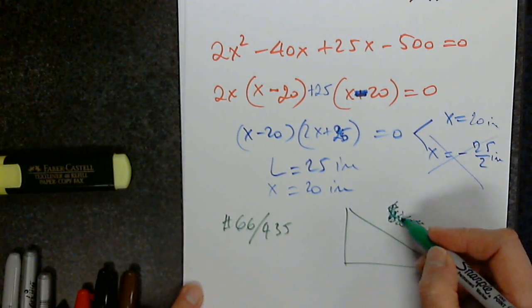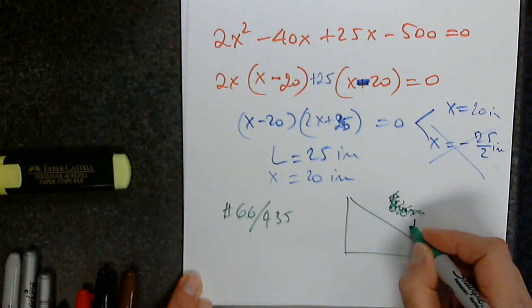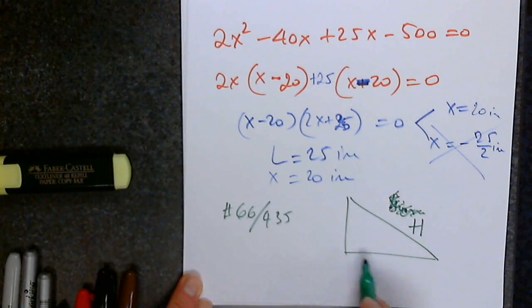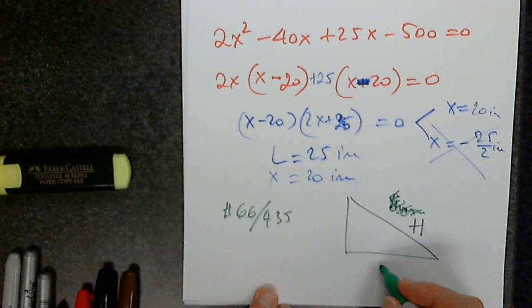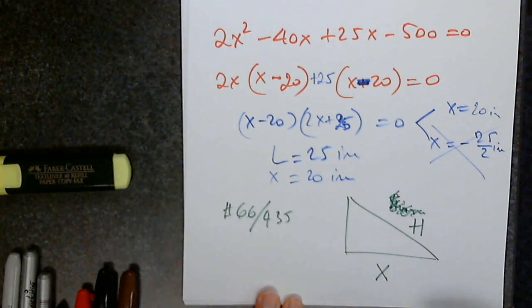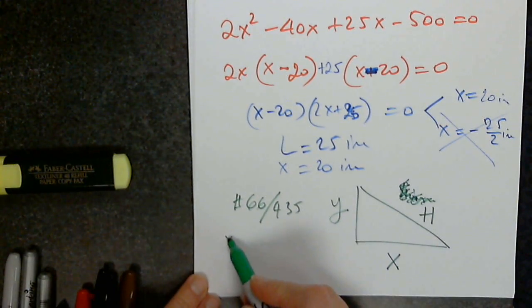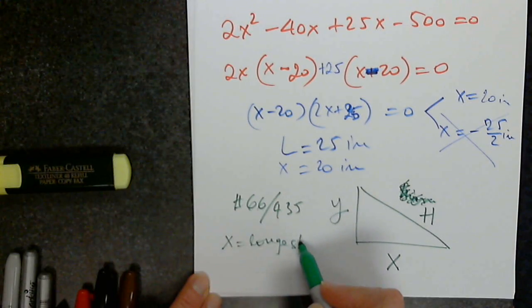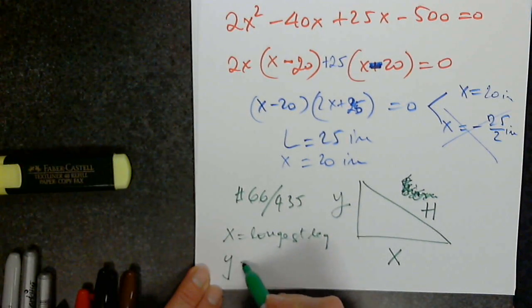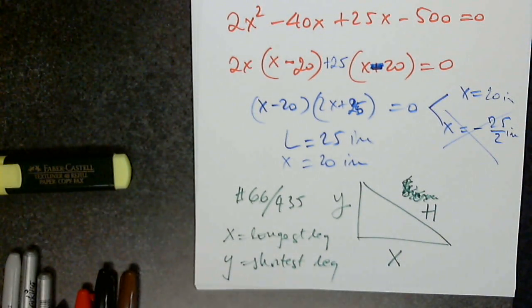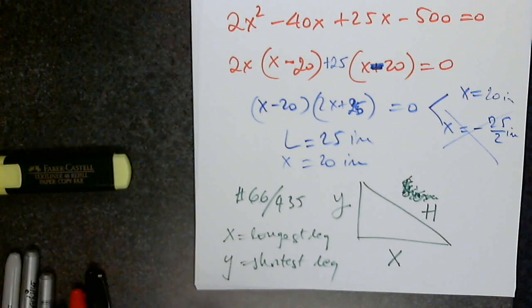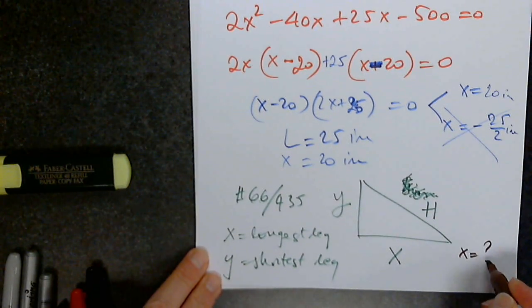So right here, let's say this is the hypotenuse. Which one of these two do we want to be longer? In my drawing, this is longer, so I'm going to call it X, and this is Y. So X is the longest leg, and Y the shortest leg. Now let's read the problem one more time. Find the length of the longer leg. So we're finding X. The question is, how much is X?